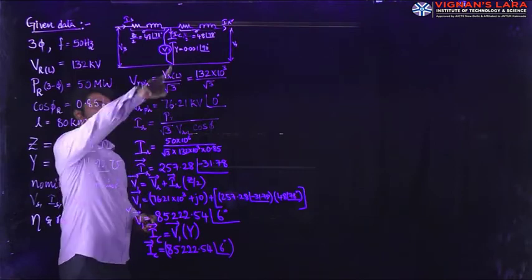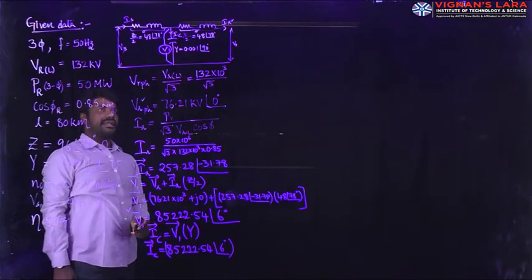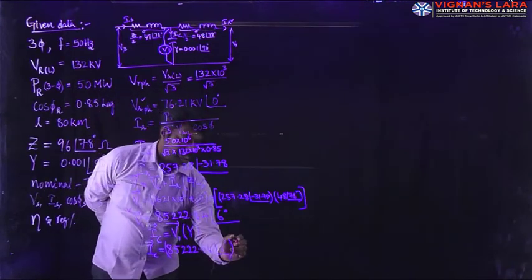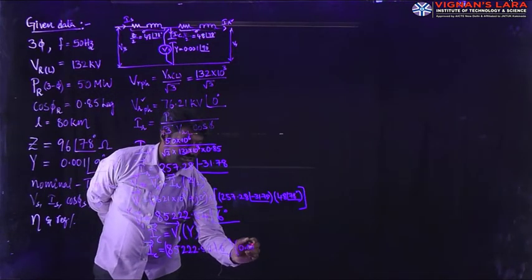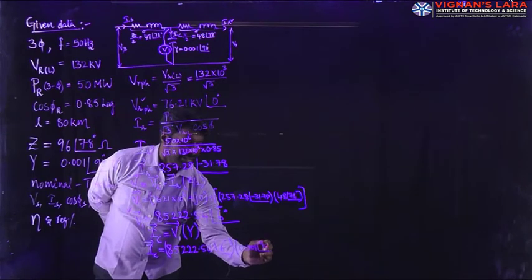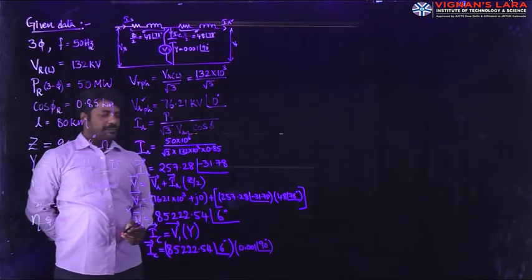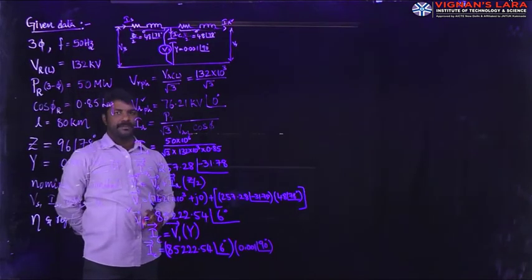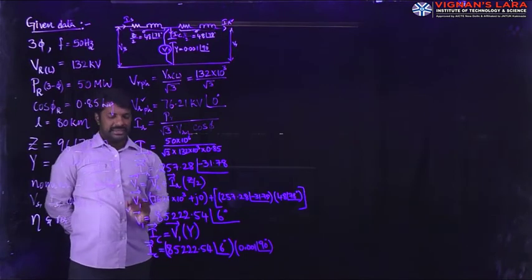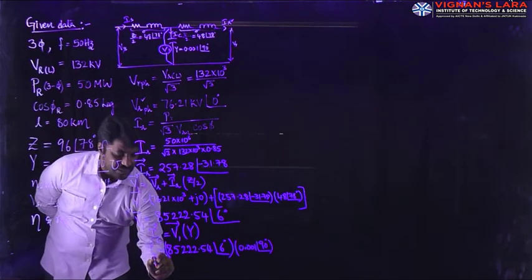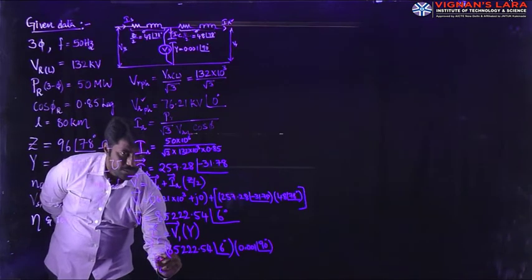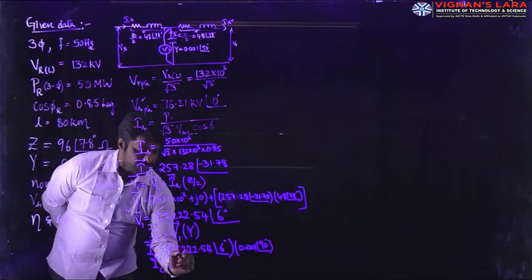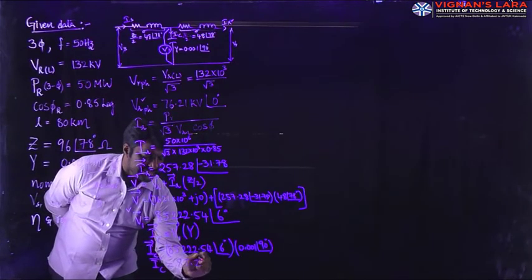Admittance given in the problem is 0.001 at an angle 90 degrees. The same thing I am writing here in the multiplication: 0.001 at an angle 90 degrees. We know the product rules. As per the product rules, magnitudes should be multiplied and angles should be added. So the capacitor current IC will now be equal to 85.22 amperes.